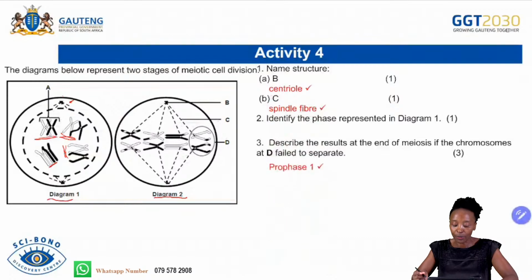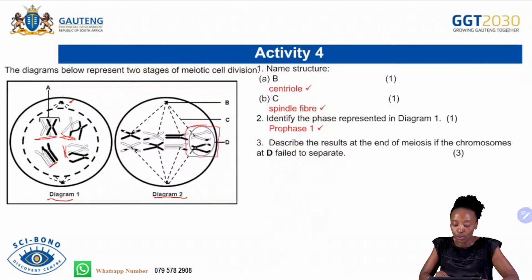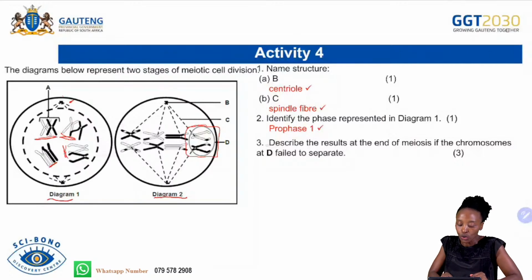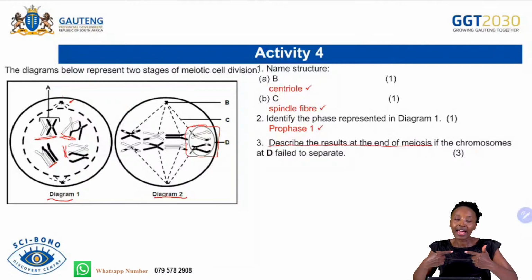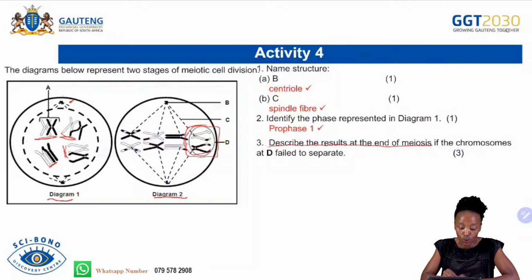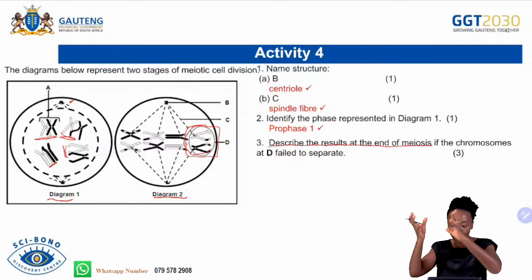So now the question says, describe the result at the end of meiosis if chromosomes at D fail to separate. So we have these chromosomes. If they fail to separate, we are asked to describe the result at the end of meiosis 2. In other words, if these two decide to go together to move to the pole and become part of a new cell.